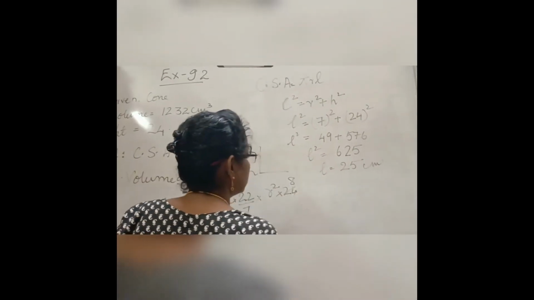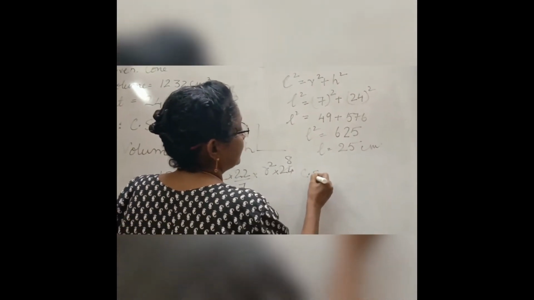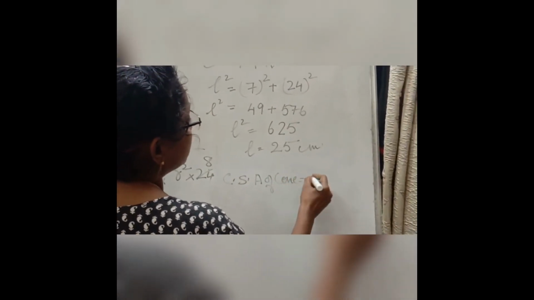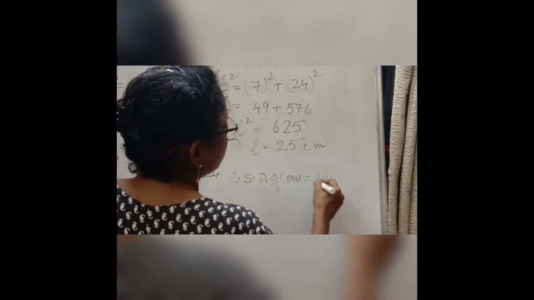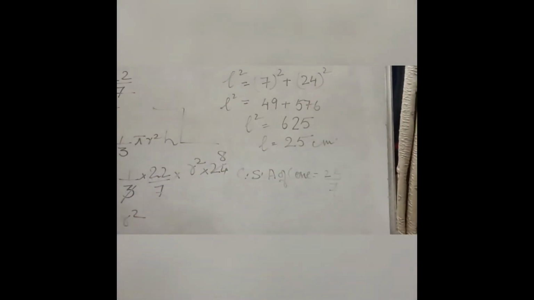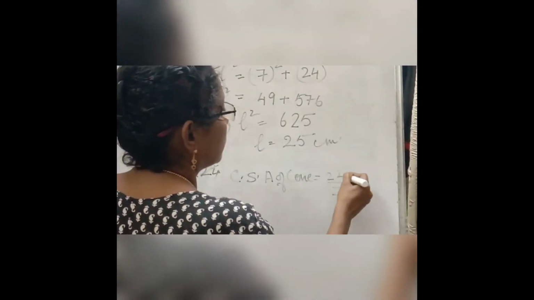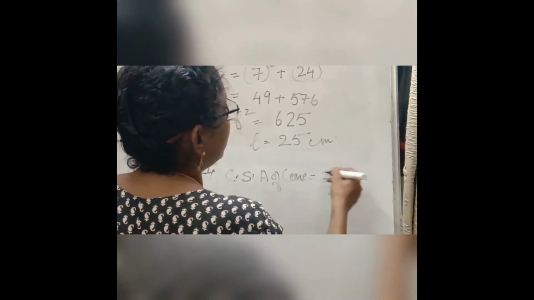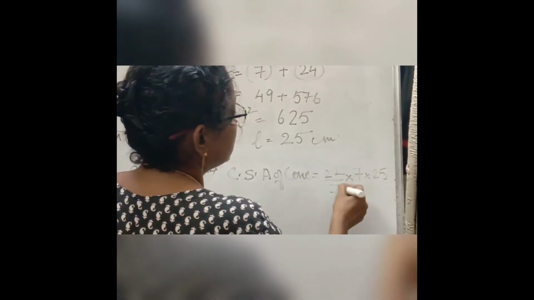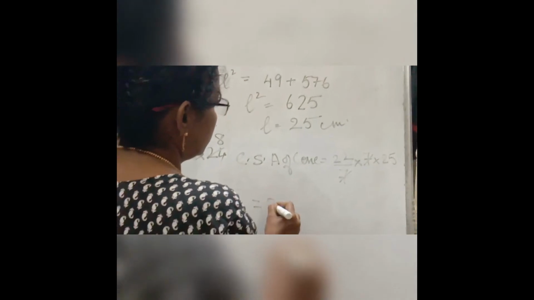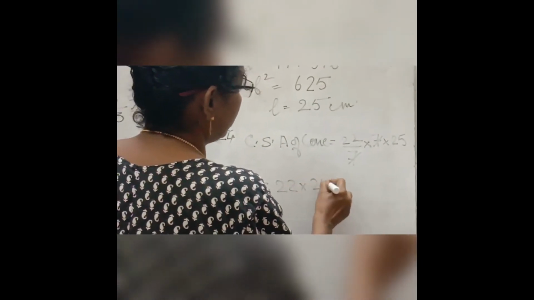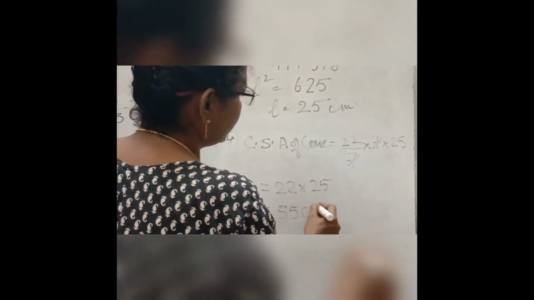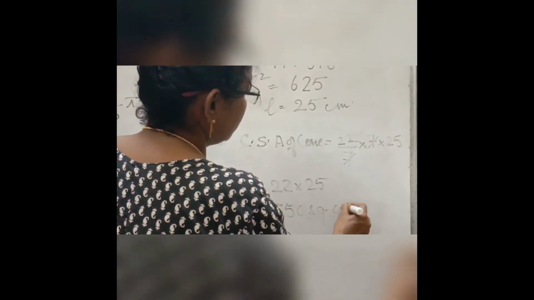Now, curved surface area of cone is equal to pi is already 22 by 7 into R is 7 into L is 25. So this 7 and 7 is cancelled. 22 into 25. That is 550 square centimeter.